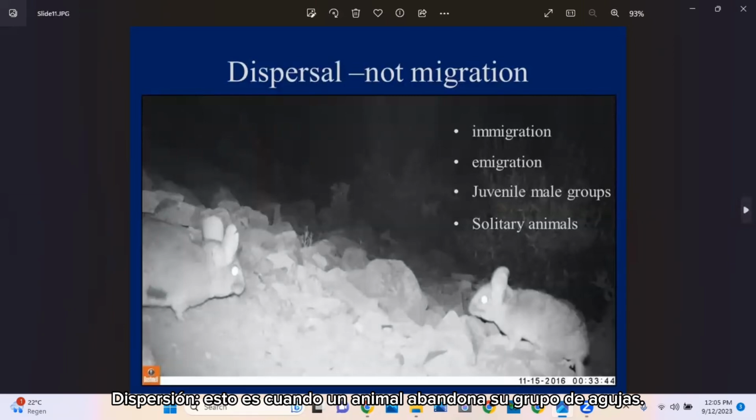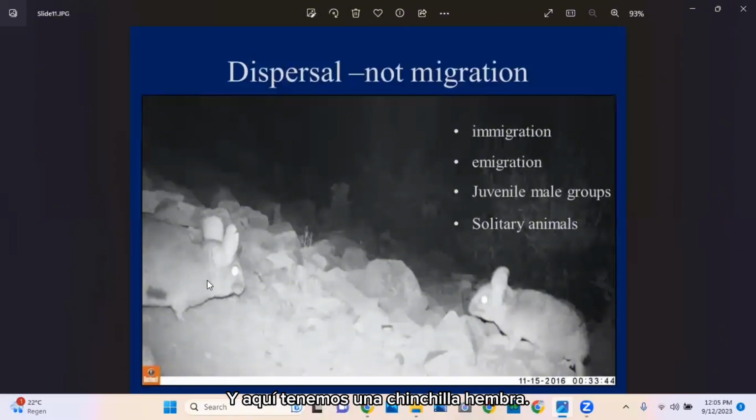Dispersal. This is when an animal leaves its natal group. Here we have a female chinchilla. We know she's the mother of this offspring and one other. He was the first. This is a male. He was born in the first litter of hers in 2016, so about May. You can see that she's got these lactation marks, and she's got a little baby, over off the side here. He's about a month old in this.